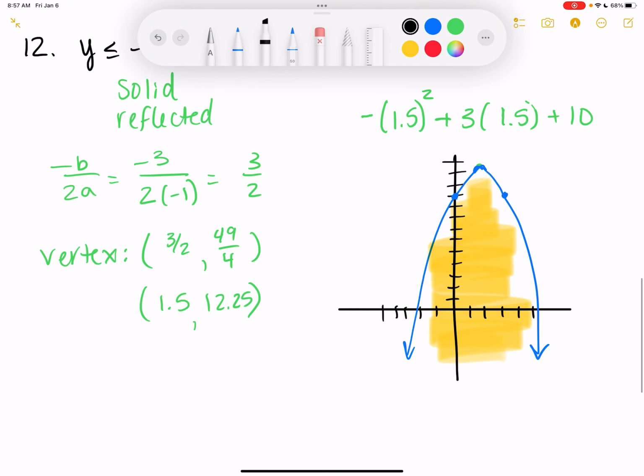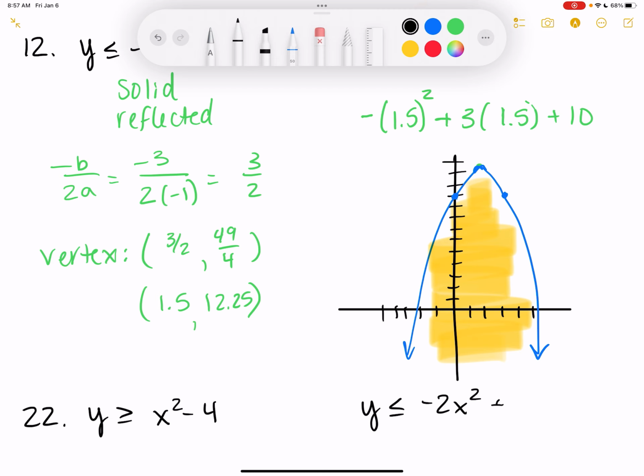All right, so the last one that we're going to do is one where we're graphing two of them together. So I'm going to write them side by side so I can work the math stuff that goes with them underneath. So y is greater than or equal to x squared minus 4, and then the other one is y is less than or equal to negative 2x squared plus 7x plus 4.